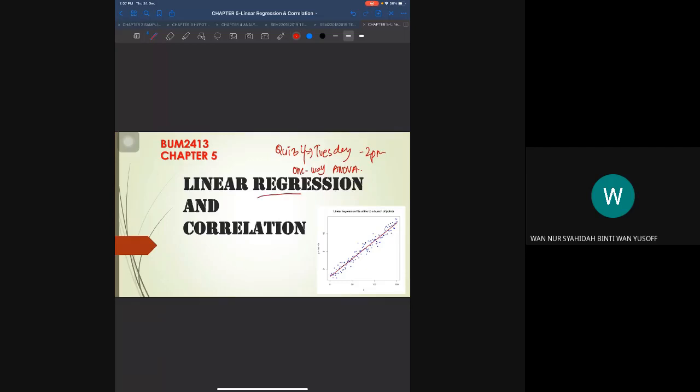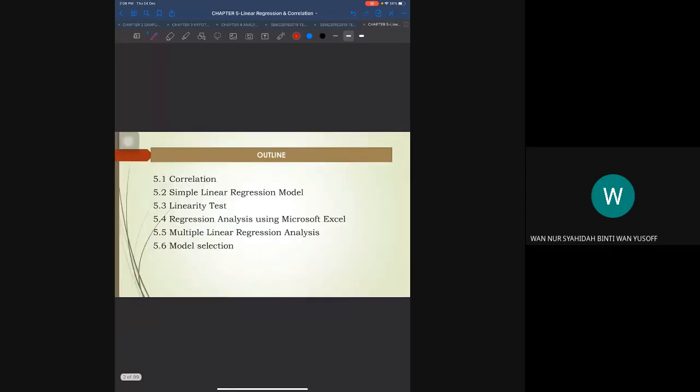Regression is about the relationship between variables. Basically in this chapter, we will discuss how we check or determine whether the variables under study are related to each other or not. We have about 6 subtopics that we need to discuss under this chapter. So we start with the correlation.